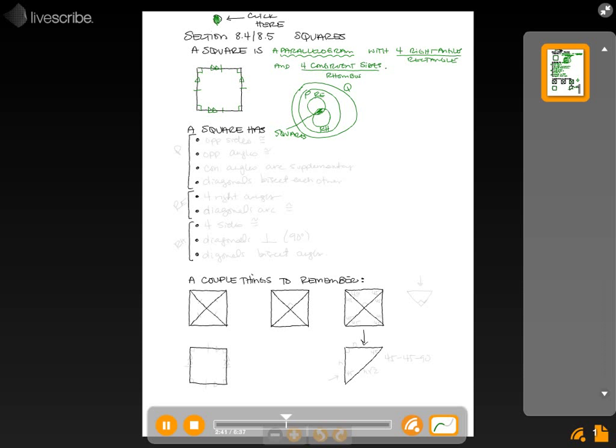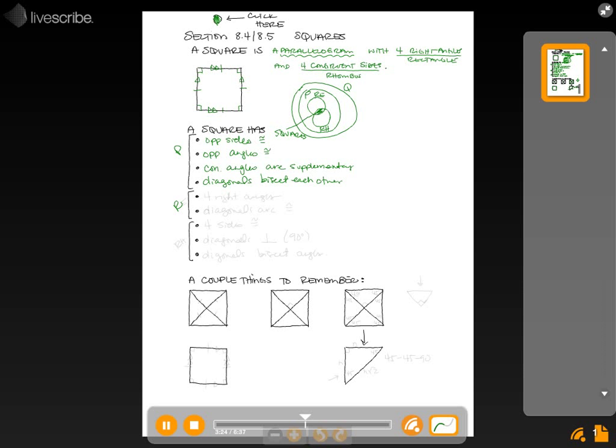Now we're going to talk about the properties here. Since a square is a parallelogram, a rectangle, and a rhombus, it has everything that we've talked about. We're going to list those out. Okay, parallelogram. Opposite sides are congruent. Opposite angles are congruent. Consecutive angles are supplementary. And the diagonals bisect each other, cut each other in half. Okay, those are ideas from a parallelogram.